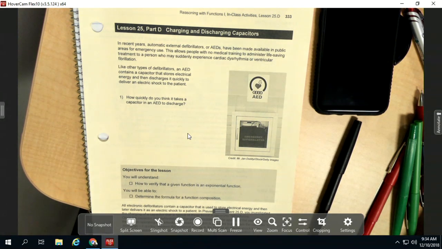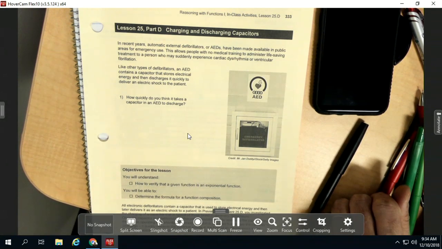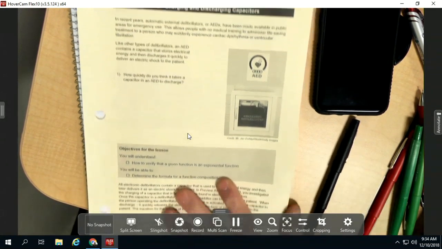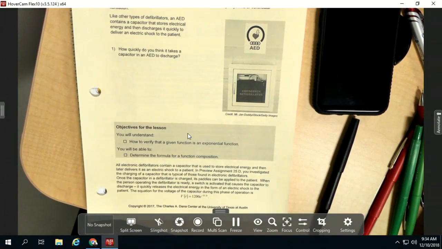Okay, like other types of defibrillators, an AED contains a capacitor that stores electrical energy and then discharges it quickly. How quickly do you think it takes a capacitor to discharge its energy? A second. What? Not even a second. Not even a second. Well, let's find out. Bottom of the page.